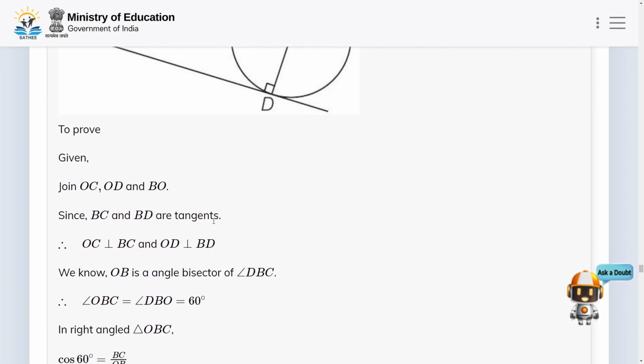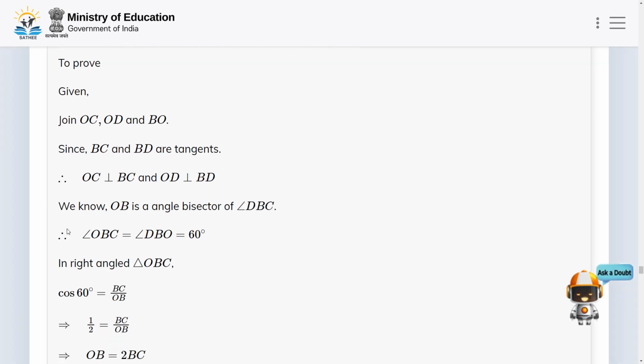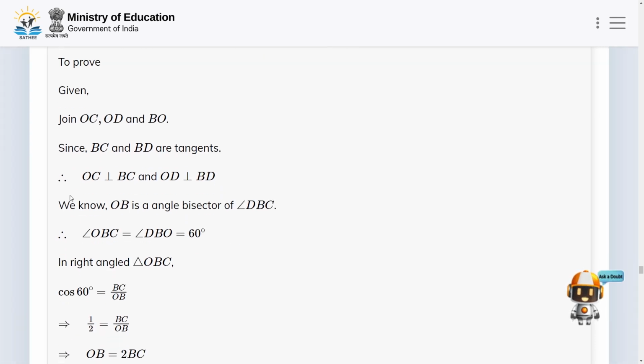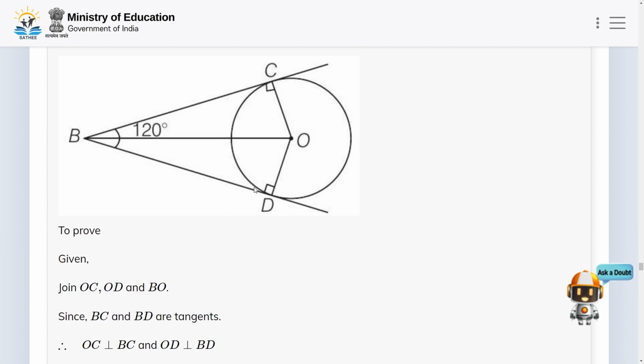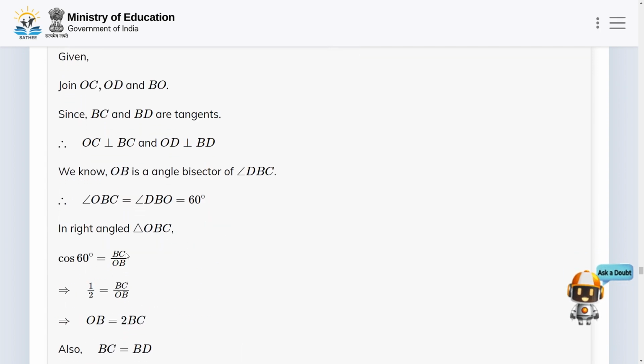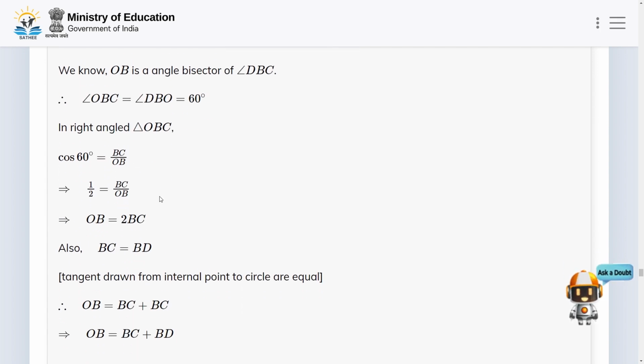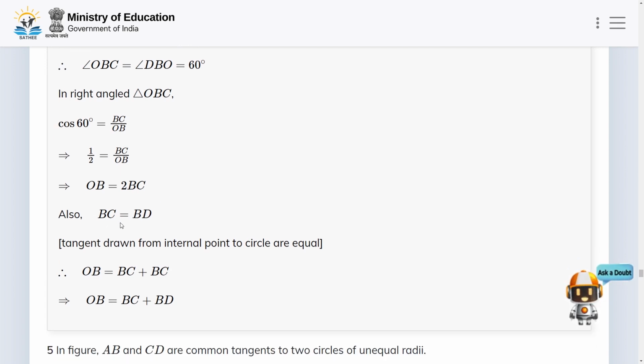Since BC and BD are tangents, OC is perpendicular to BC and OD is perpendicular to BD, and we know OB is the angle bisector of angle DBC. Therefore angle OBC is equal to angle DBO is equal to 60 degrees. So in right angle triangle OBC, cos 60 degrees is BC by OB, and it implies 1/2 is equal to BC by OB, and it implies OB is equal to 2 times BC.